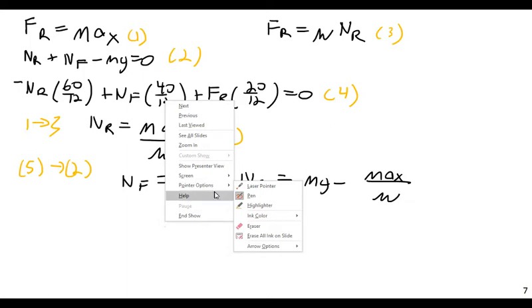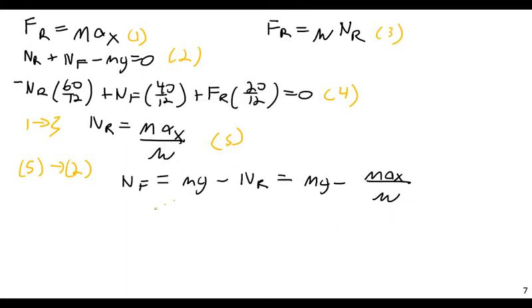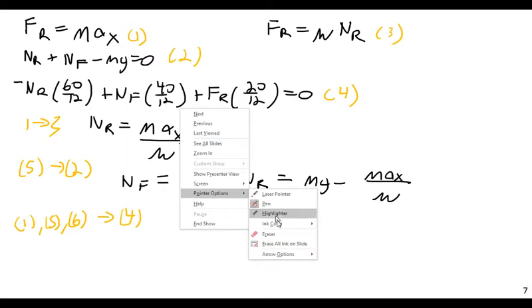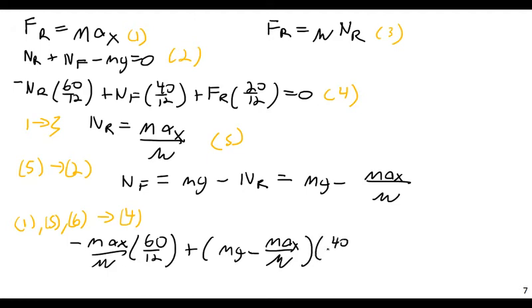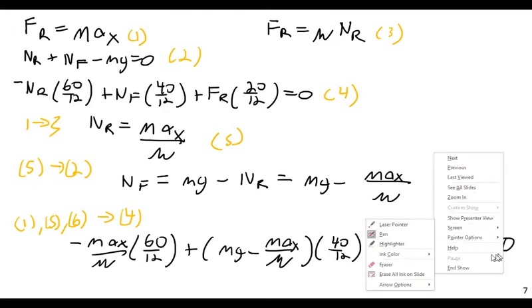Then if I take 1, 5, and 6, some substitution, and put them into 4, I will get the following equation, which is negative m ax over mu times 60 over 12, plus mg minus max divided by mu times 40 over 12, plus max times 20 over 12, which is 0. And then, what can I immediately do, though?